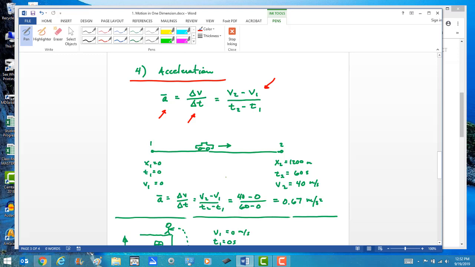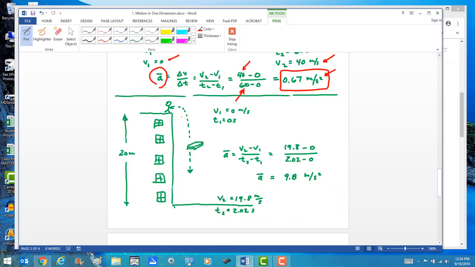So let's take a look at our car example. We're calling that position 0. It's traveling 1,200 meters. Time 1 is 0. Time 2 is 60 seconds, same as before. Velocity 1 is 0, and velocity 2, the final velocity, is 40 meters per second. So you would calculate the average acceleration like this. Plug in your 40, plug in your 60, and you'd get an average acceleration of 0.67 meters per second squared. Notice your units in the denominator, the time is always squared.